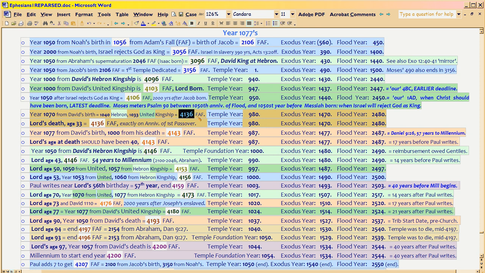4136 is 33 years after this. So it's okay. This is real important. It's okay if he dies early. The very nature of these timelines are deadlines. They're not fiats, okay? It's okay to be early, it's not okay to be late. That's the point. We don't understand that. We think that these dates are fiats.